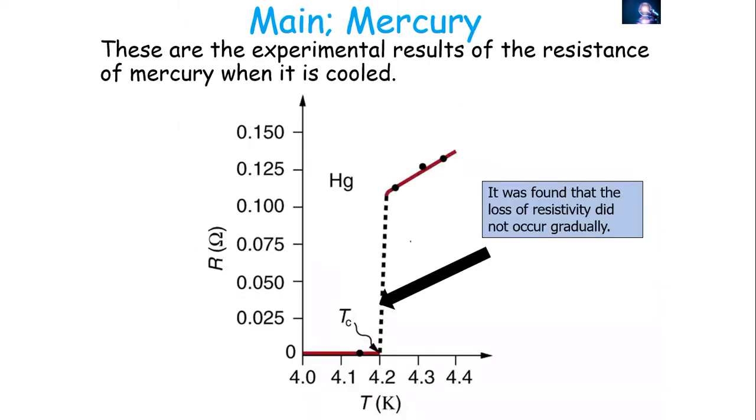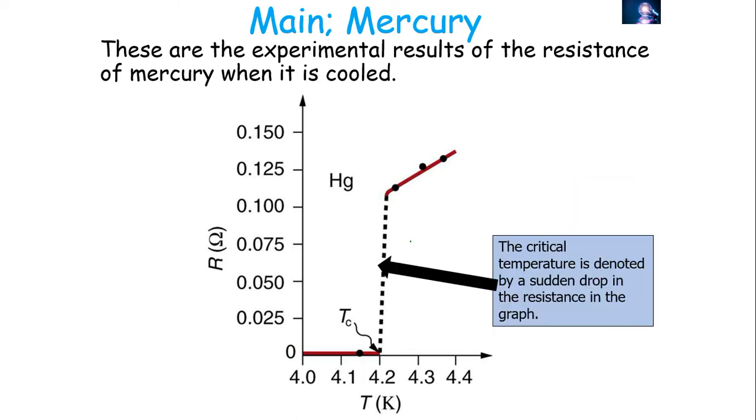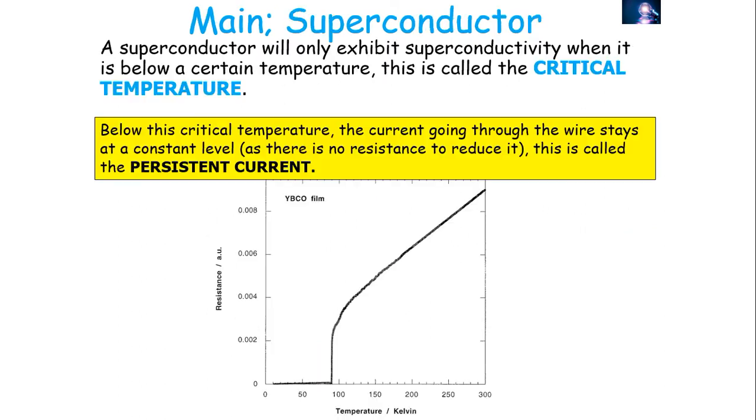So these were the experimental results of the resistance of mercury when it was cooled. It was found that the loss of resistivity didn't occur gradually, but that these materials, such as mercury, lost resistivity suddenly. Now, the temperature at which the substance loses resistivity and its resistance is called the critical temperature. So the critical temperature of mercury we found occurred at 4.2 Kelvin. It's denoted by a sudden drop in the resistance in the graph.